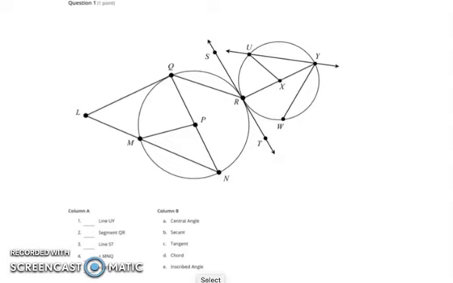Welcome everybody. This video is for the Chapter 12 practice test for geometry. Number 1 is a vocab question matching the terminology to the picture.